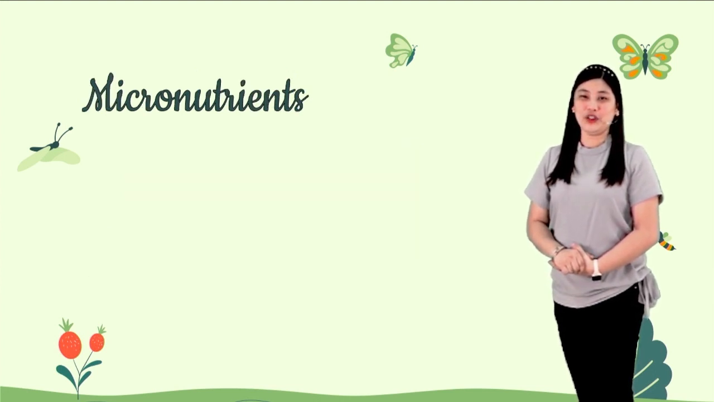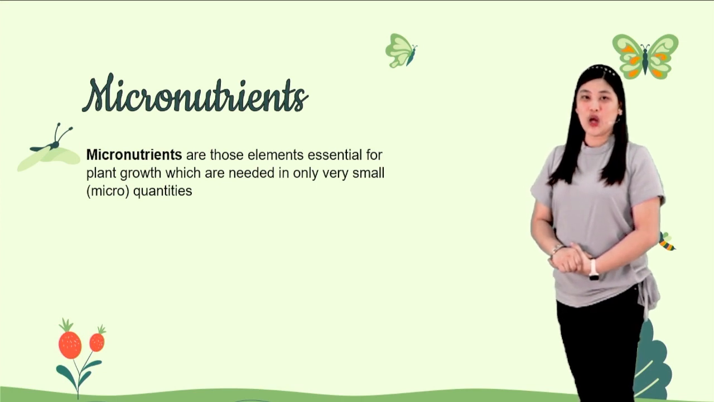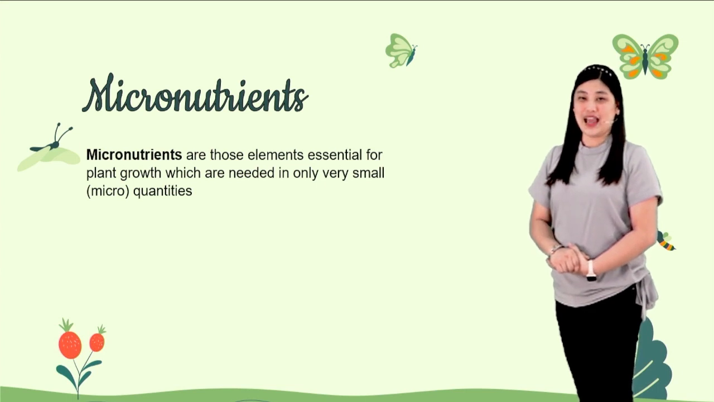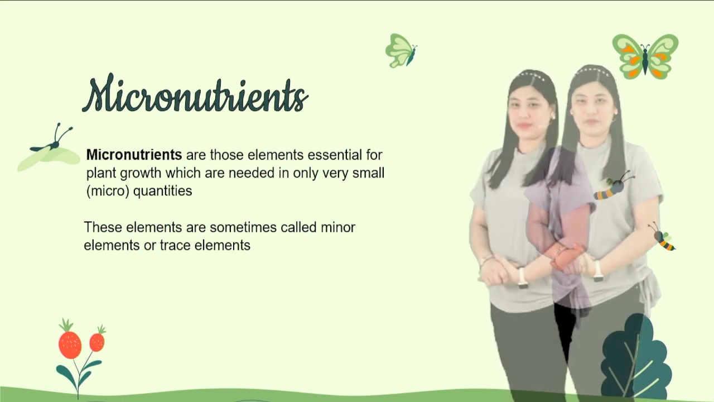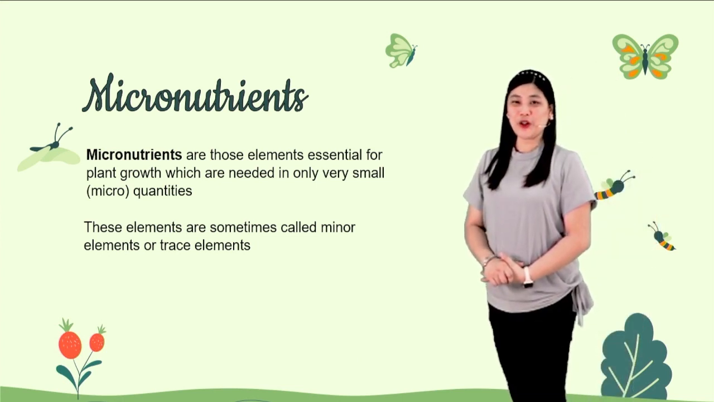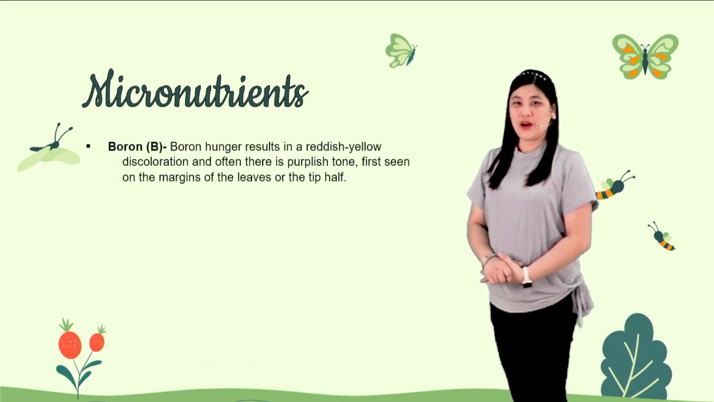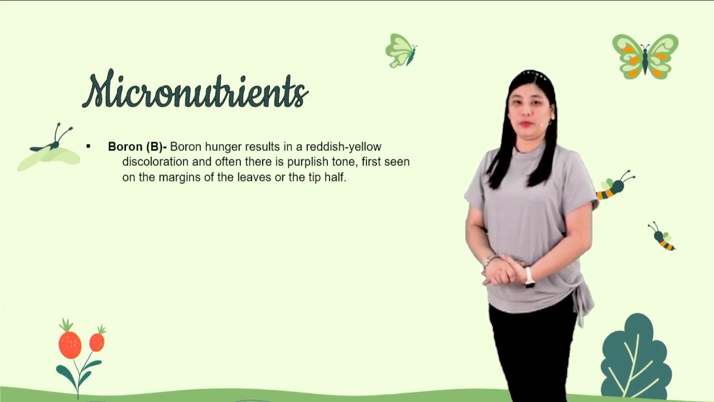The second mineral nutrients are micronutrients. Micronutrients are those elements essential for plant growth which are needed in only very small quantities. These elements are sometimes called minor elements or trace elements. The micronutrients are the following. Boron. Boron hunger results in the reddish-yellow discoloration and often there is a purplish tone first seen on the margins of the leaves or the tip half.